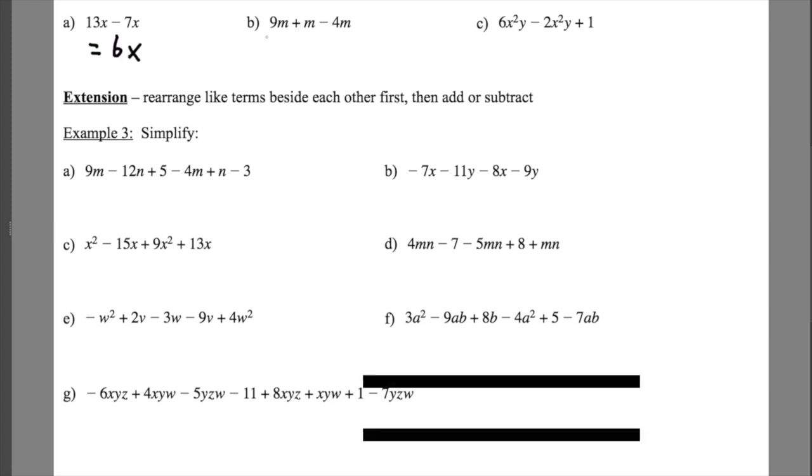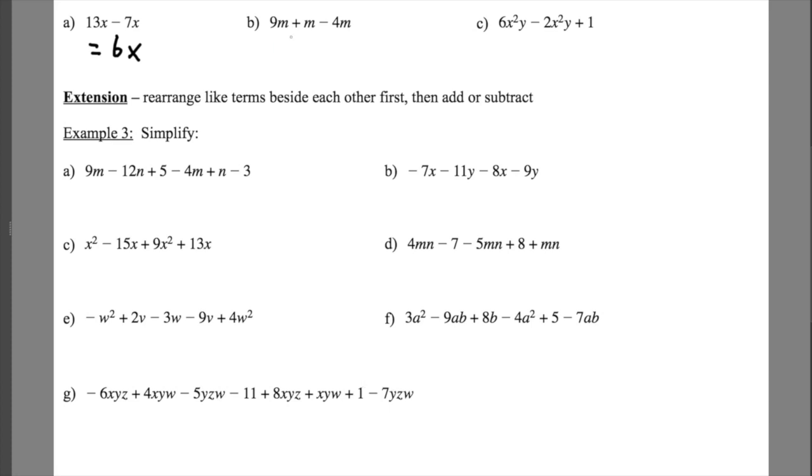B, 9m plus m minus 4m. They are all like terms. We can simplify this as well. Again, 9m plus m gives you 10m, minus 4m gives you 6m.